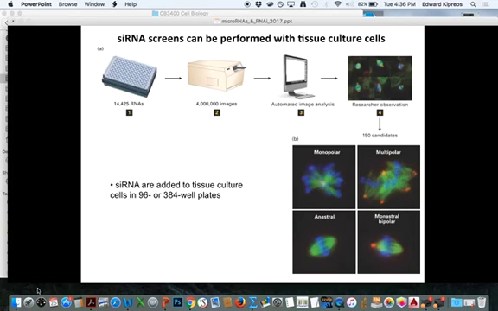Let's say you were interested in the mitotic spindle. So now you can knock out genes and say, oh, the mitotic spindle doesn't form two poles, it forms monopolar or multipolar, or it doesn't have asters or whatever. And you can do screens for whatever you're interested in if it occurs in tissue culture. So in this way, you can also do genetic screens by knocking out all these genes in mammalian cells.